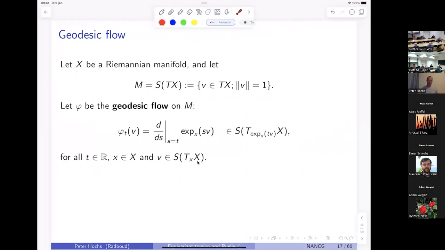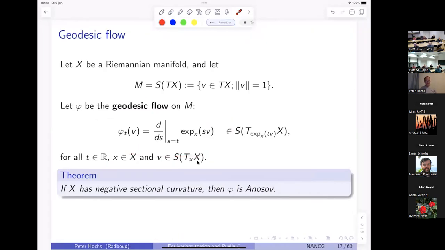What that means is, this is the formula, but an element of M is a unit tangent vector. You take the geodesic flow in that direction, and then you take the derivative of that, which you apply to tangent vectors. So you basically take geodesic flow and the derivative of that applied to tangent vectors. This is the formula for that. And that's a flow on this unit sphere bundle in the tangent bundle.